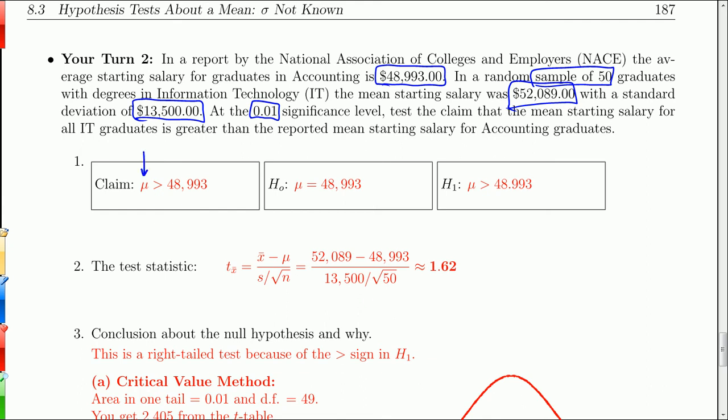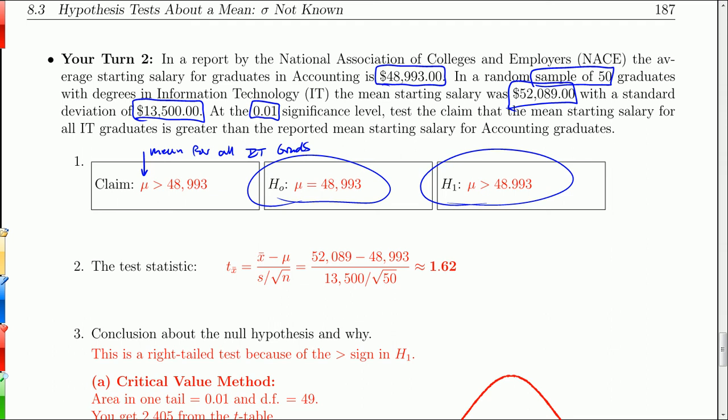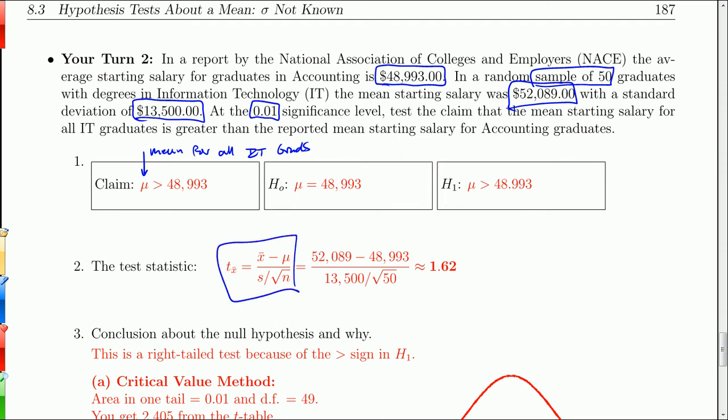So if this mu is the mean for all IT grads, I'm claiming that it's greater than the 48,993 for accounting. Greater than. Null gets the equal to sign. Alternate supports the claim because it can. Right? My test statistic: there's x bar, my sample mean, mu from the null hypothesis, sample standard deviation divided by the square root of n. So my test statistic is 1.62.